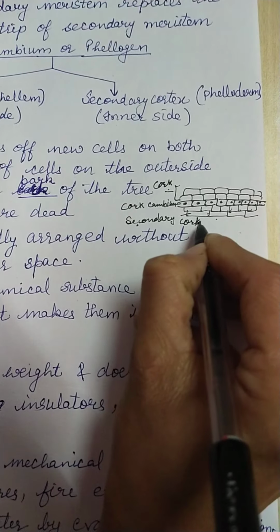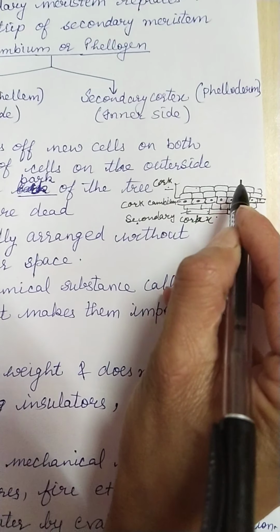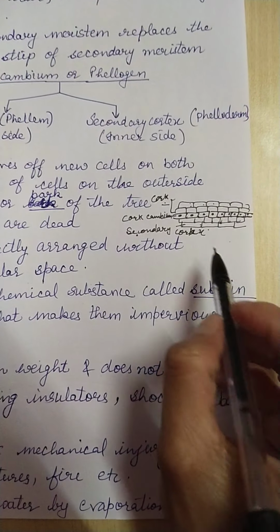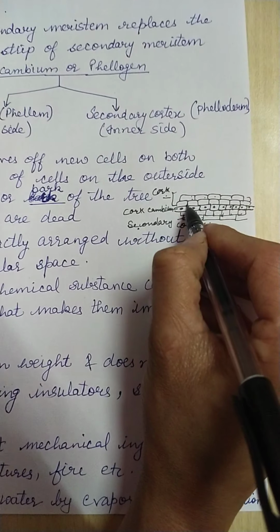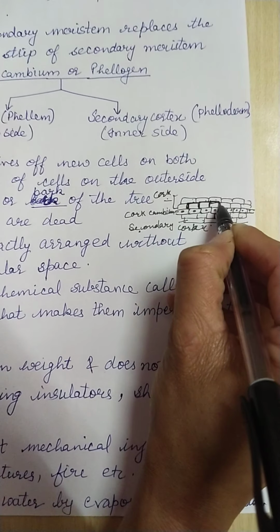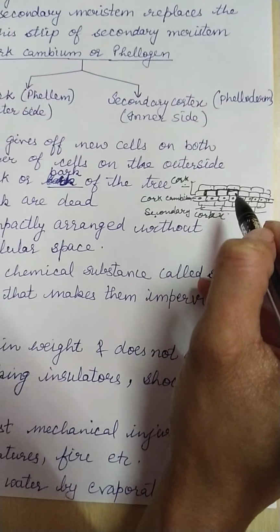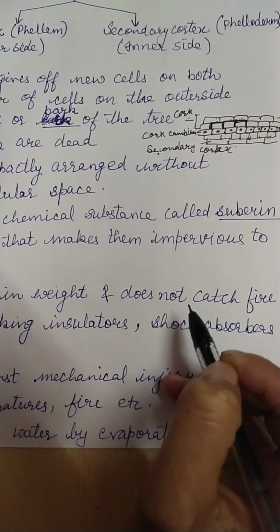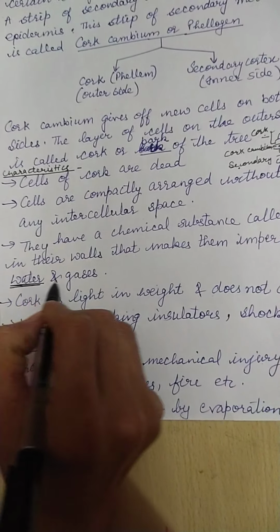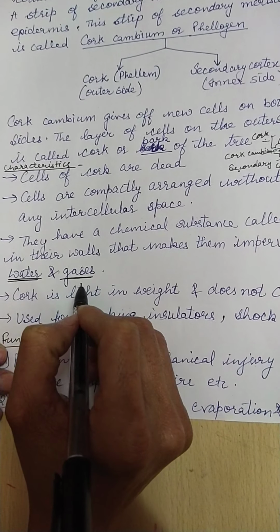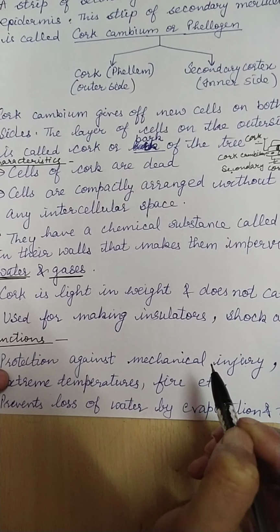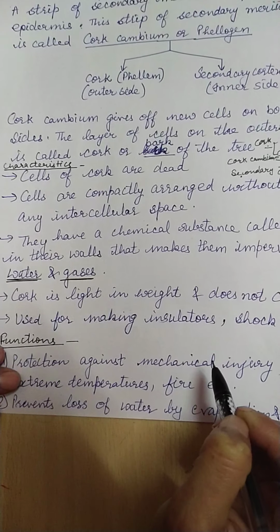These cork cells are dead cells. They are compactly arranged, with no intercellular space between them. There are depositions of a chemical substance called suberin. This chemical substance, suberin, makes it impervious to water and gases, doesn't allow the exit of water and gases, and also provides protection against parasitic fungi. So it is again a protective tissue.